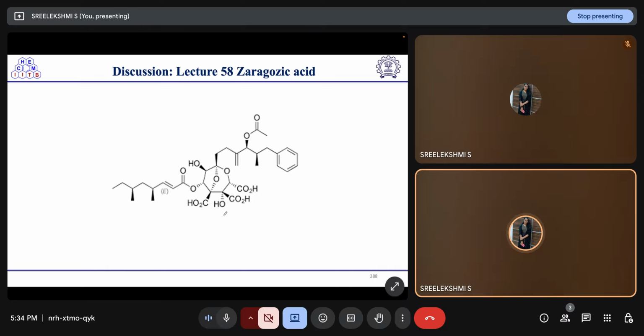So, Carreira et al. reported the first asymmetric synthesis of the potent squalene synthase inhibitor (+)-Zaragozic acid in 1995. The synthesis allows for the preparation of multigram quantities of the dioxabicyclooctane core common to all members of this class of fungal metabolites. They used the starting material D-erythronolactone and completed this in 25 steps with 4.1 percent overall yield.